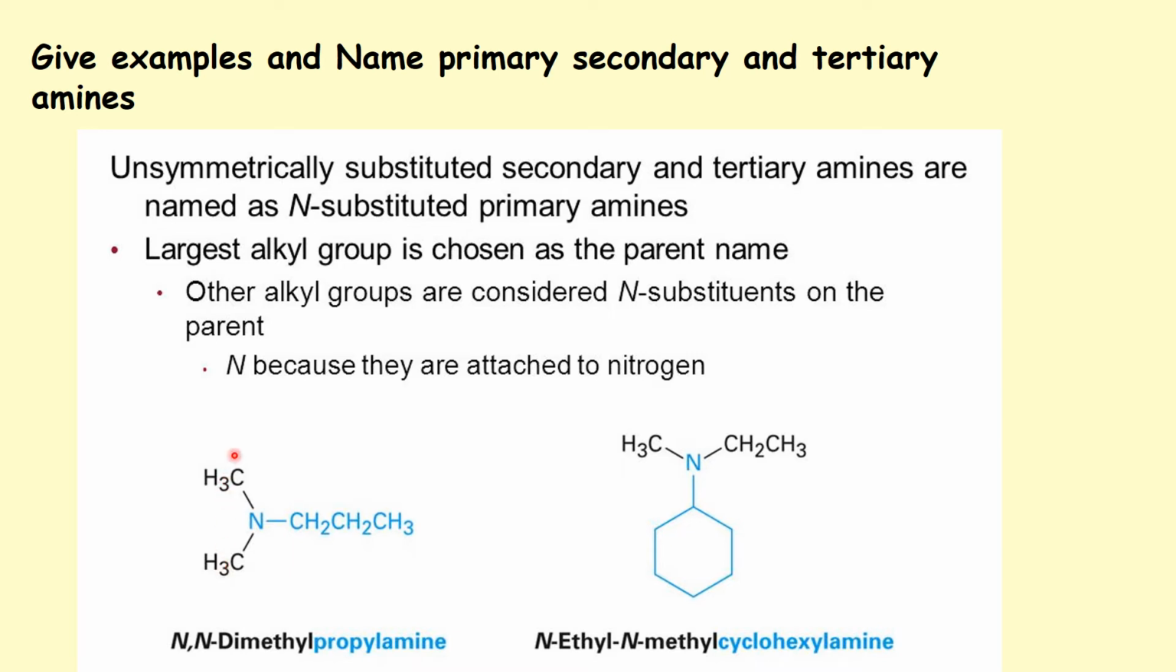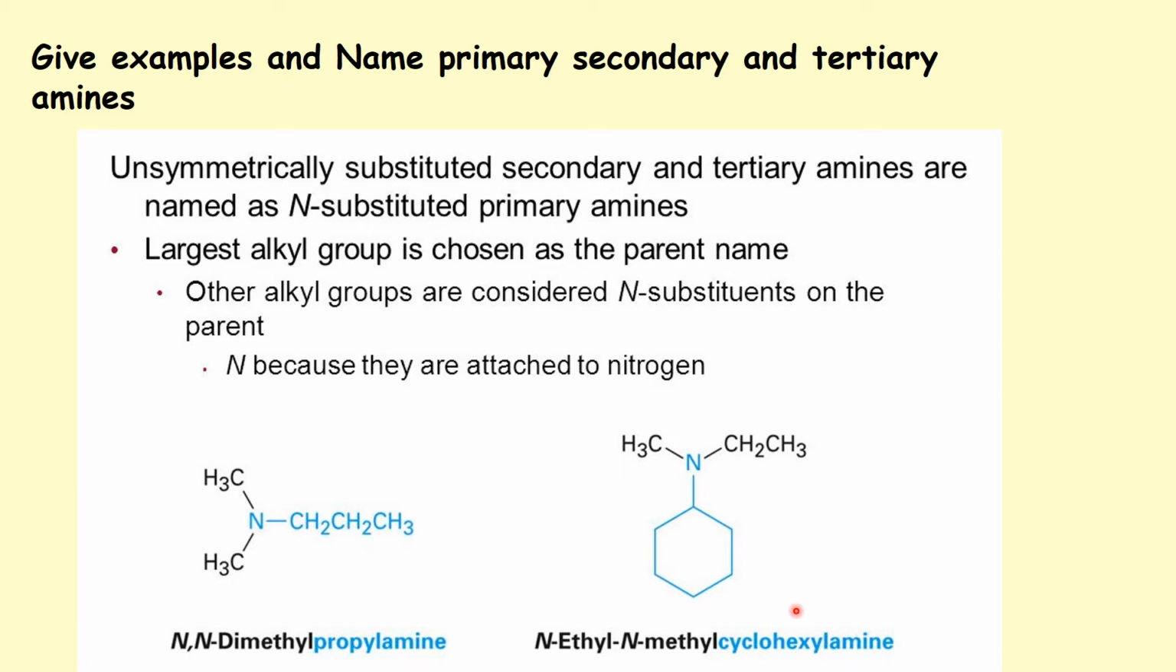The two branches are two methyl groups, okay? And to show that they're two methyl groups, we are going to put the prefix dimethyl. And to show that both of them are attached to a nitrogen atom, not a carbon atom like you'd usually expect in organic chemistry, but this is unique to nitrogen atoms, we then give it the name N, capital N, dash, dimethylpropylamine, to show that the two methyl groups are individually, separately attached to the nitrogen atom.